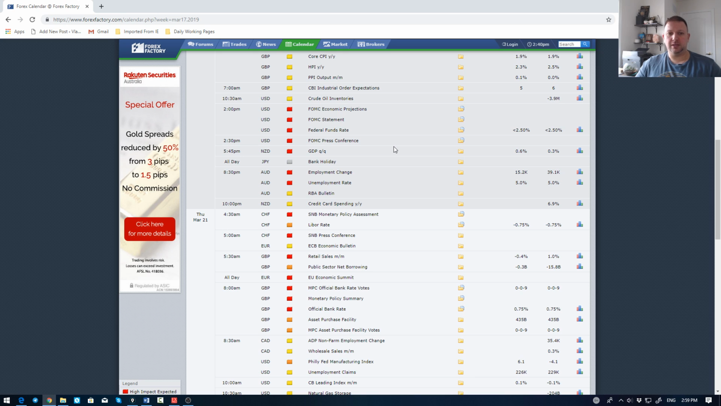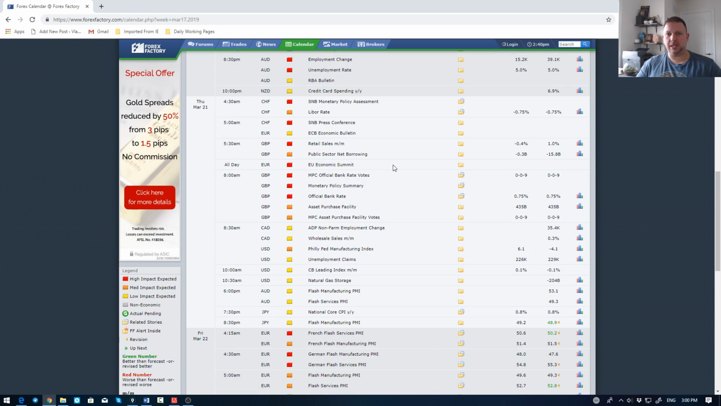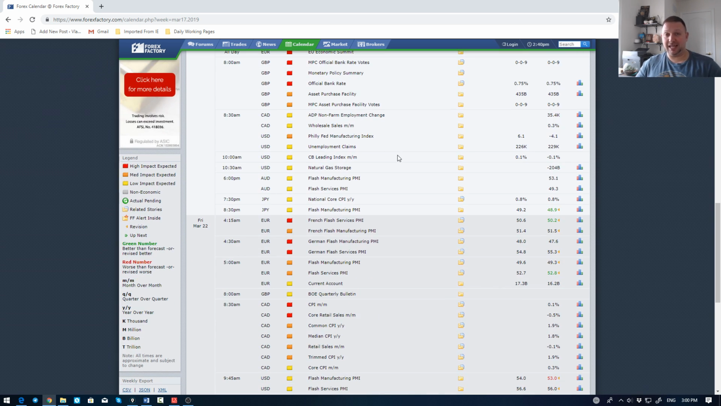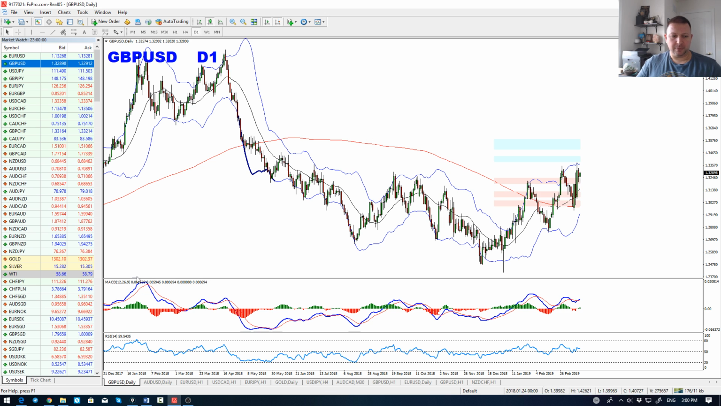GDP in New Zealand, the unemployment change in Australia. Monetary policy in Switzerland. Then we have the retail sales and the monetary policy in Britain together with the cash rate decision. Basically a very serious week, and also the European Economic Summit on Thursday. On Friday, if that's not enough, we have critical data from Germany and the CPI and core retail sales in Canada.